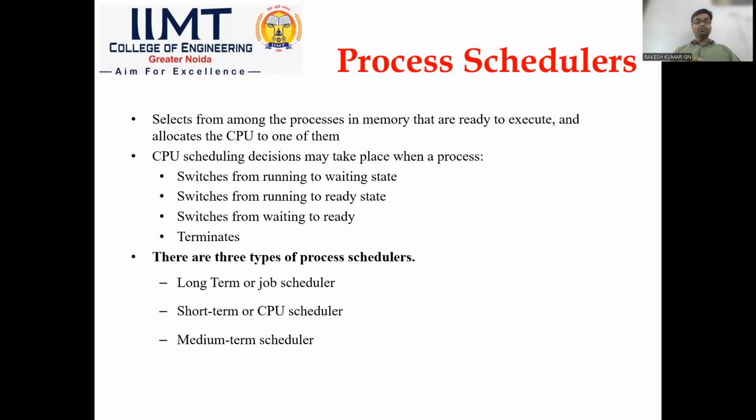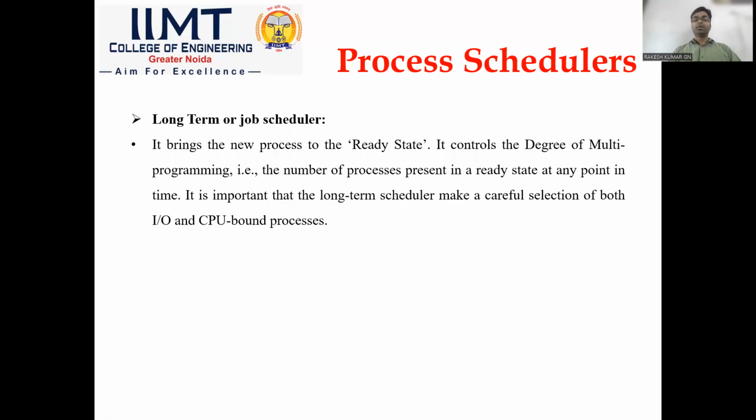And the third point is switches from waiting state to ready state. When a process in the ready state needs IO, it moves to waiting state, and after fulfilling the IO need, it moves from waiting state to ready state. And the last one is terminates. As the process finishes executing everything, it moves from running state to termination state.